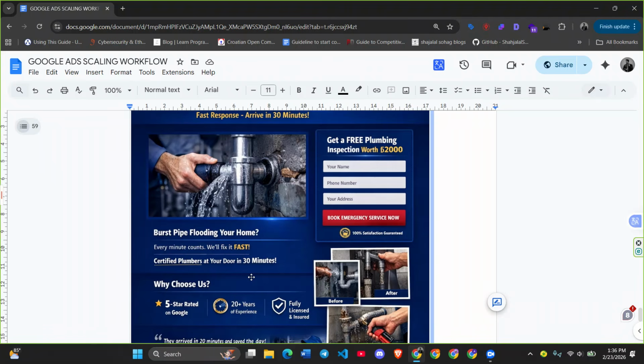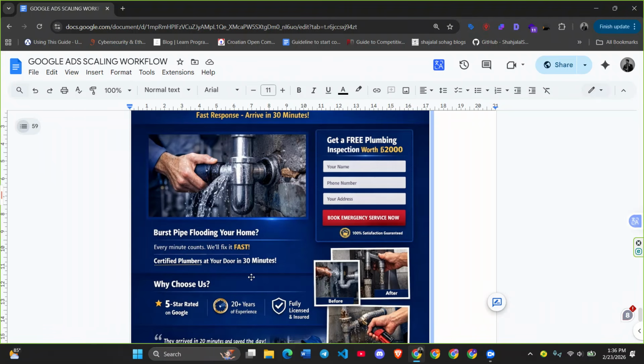Number four is the offer section. It's the conversion engine. Your offer must be clear, specific, risk-reduced and time sensitive. Okay. So for example, "Contact us today" is a weak offer. But a strong offer is "Get a free plumbing inspection worth $1,000 today only." Okay. Now that attracts the audience. That attracts the customer.